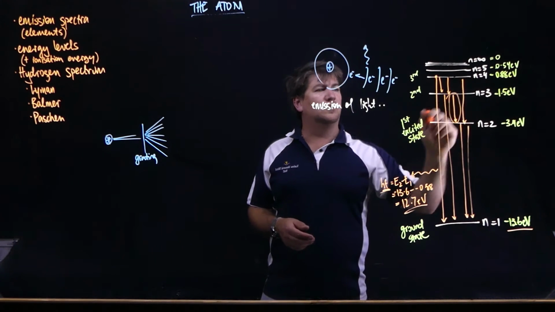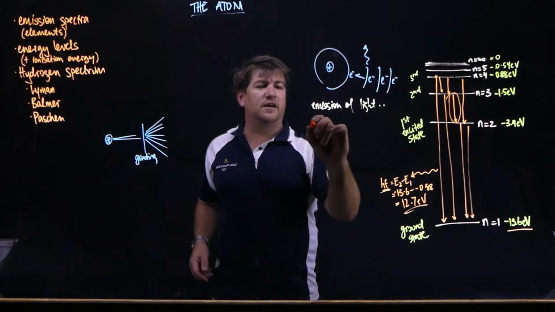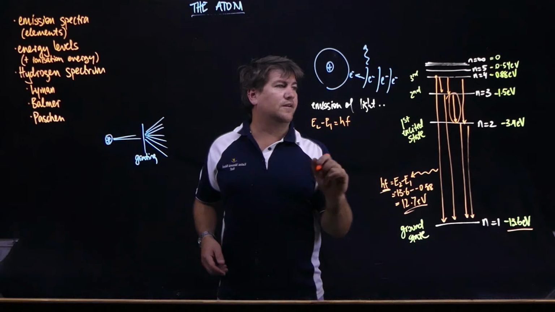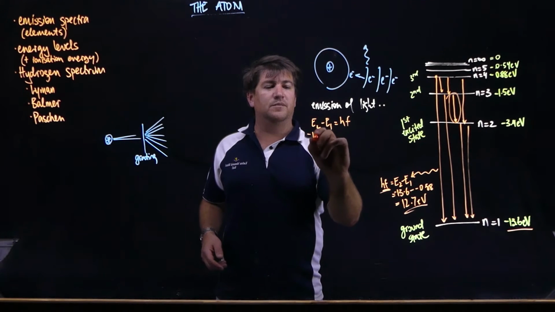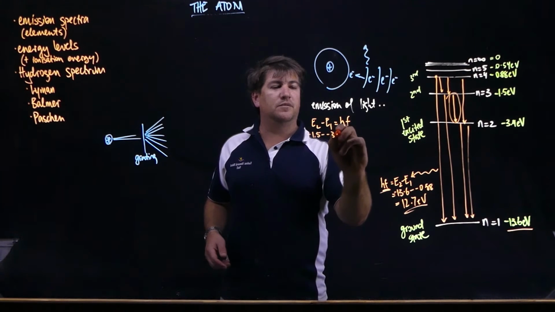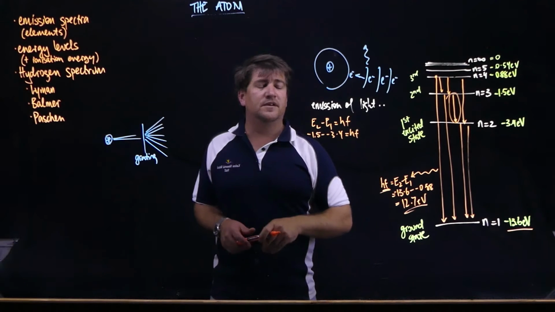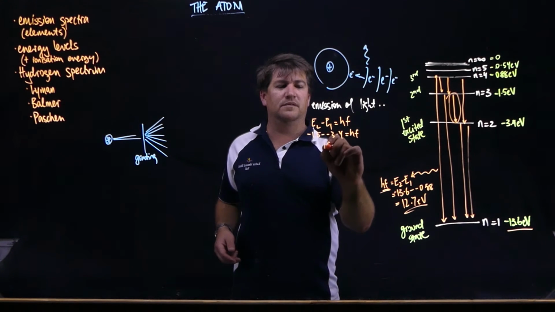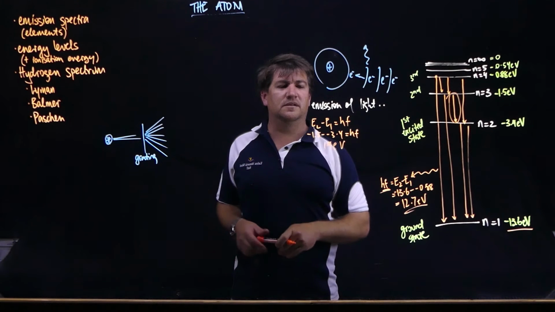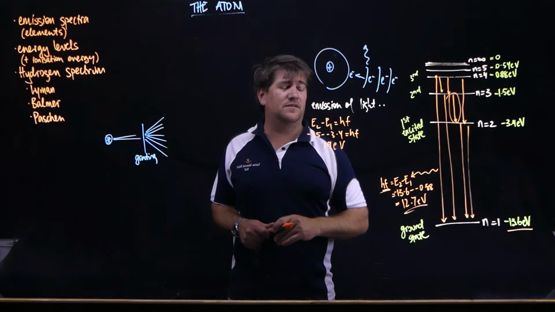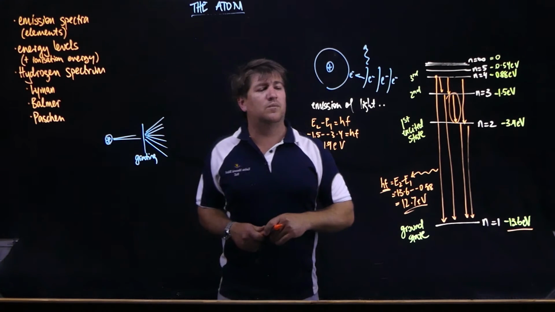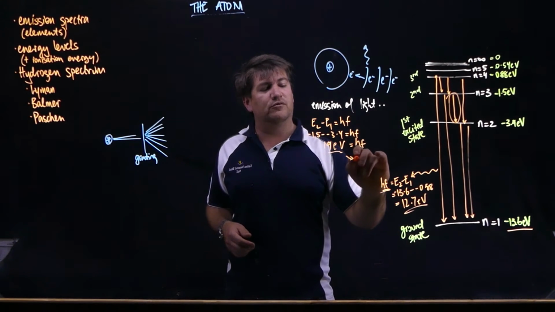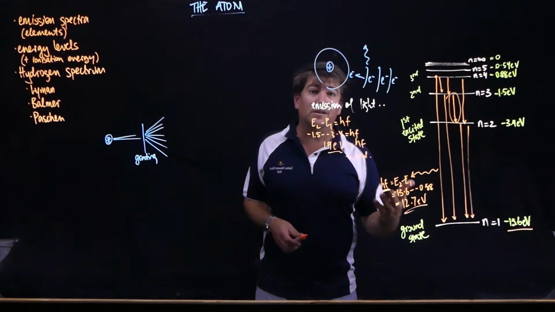So if I look more closely at this one, we're going to have E2 take E1 is hf once again, and in this case minus 1.5 take minus 3.4 is hf. So we're going to end up with a lot less energy. What do we got here? 1.9 eV, I think. That sounds kind of right-ish, I guess. 1.9 electron volts is our hf. Now 1.9 is kind of red, so that would actually be a red photon.